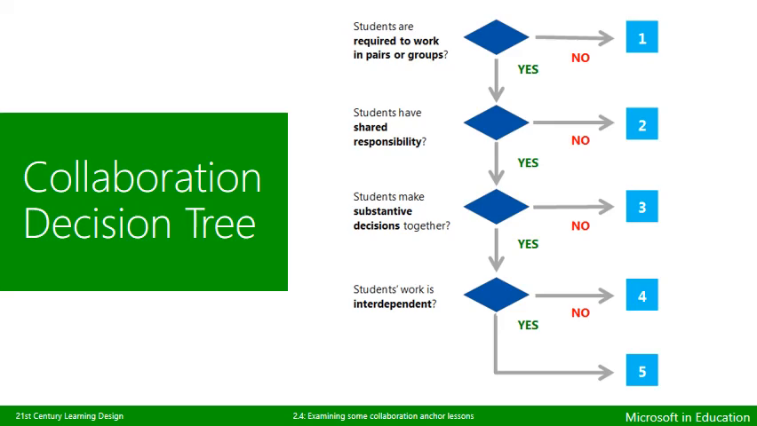If yes, you move to the next question, which asks, is the students' work interdependent? If it's no, then it's a 4. If it's a yes, then it's a code 5.